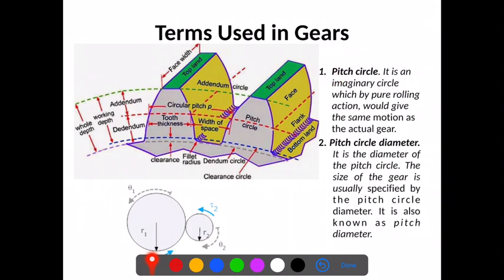So what is this pitch circle? As we have seen, a gear is equivalent to a frictional wheel. So what is the pitch circle? It is an imaginary circle which by pure rolling action would give the same motion as the actual gear.